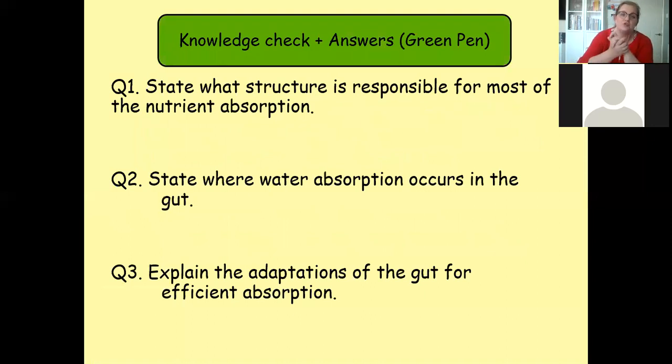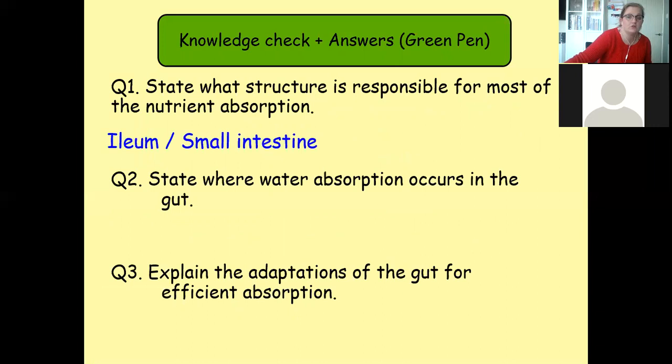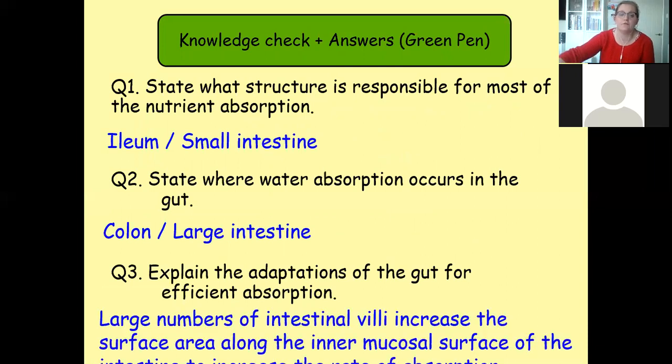State which structure is responsible for most of the nutrient absorption. Well, that would be the ileum, in the small intestine. State where water absorption occurs in the gut. That would be our large intestine, or the colon. Explain the adaptations of the gut for efficient absorption. First, surface area. A large number of intestinal villi increase the surface area along the inner mucosal surface of the intestine to increase the rate of absorption. So basically, lots of villi increase our surface area.